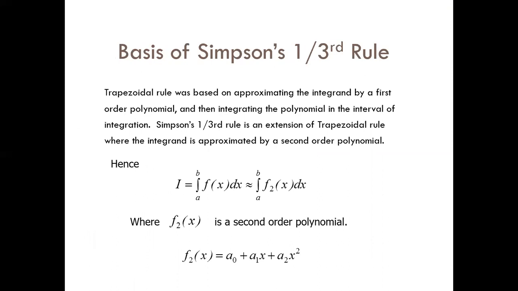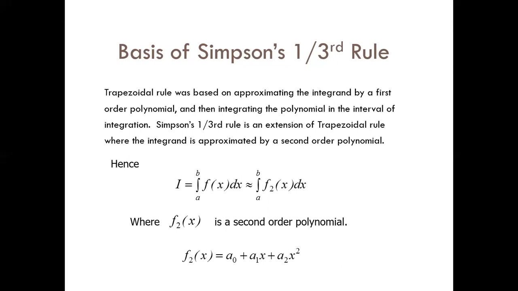The basis of Simpson's 1/3 rule. The trapezoidal rule is based on approximating the integrand by a first order polynomial only, and then integrating the polynomial in the interval of integration. This means the trapezoidal rule is only used for a first order polynomial, that is, suppose a straight line ax is equal to b. For that purpose, we find the integration by using the trapezoidal rule.